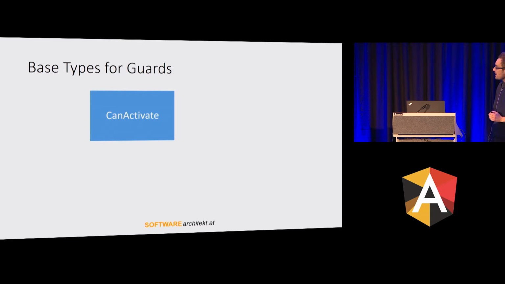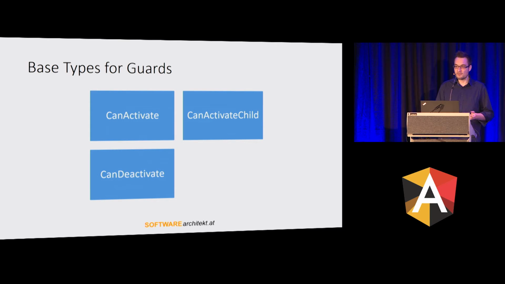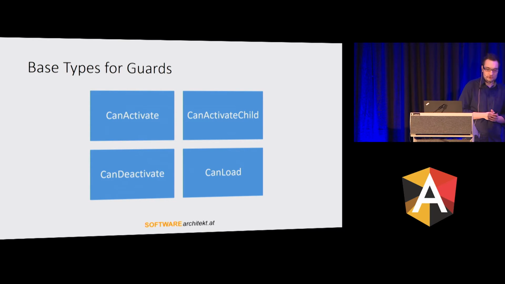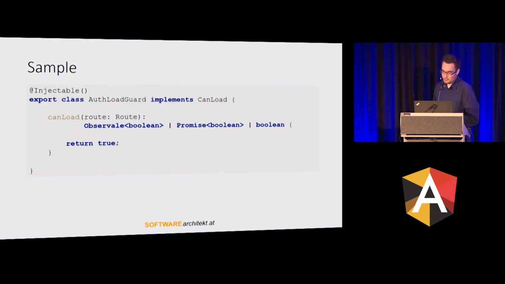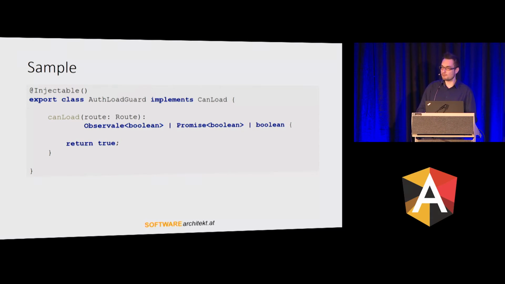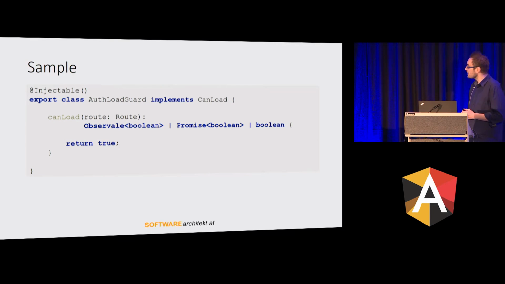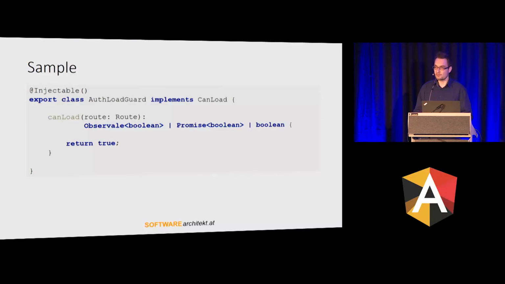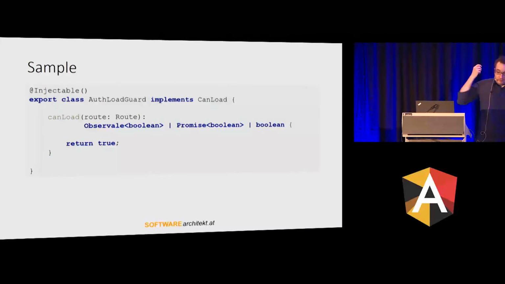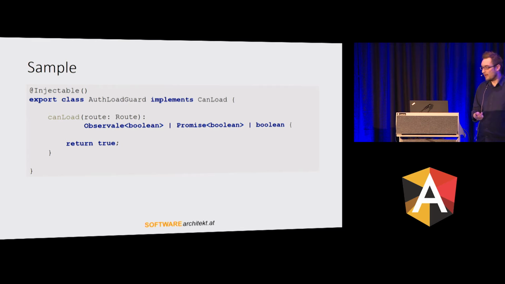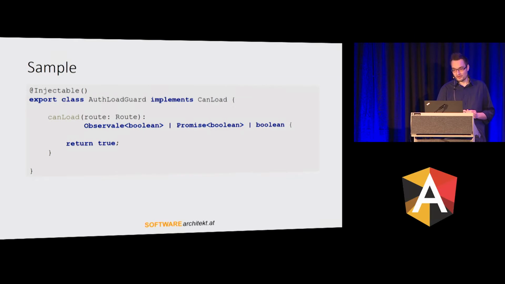And it turns out that there are several base types for guards. Base types we can implement, like CanActivate, CanActivateChild, CanDeactivate, and there is CanLoad. And as mentioned, with CanLoad we can prevent the loading of a module by means of lazy loading. So here is a very simple example for such a guard. This is just a service class that implements CanLoad, and CanLoad gives us this canLoad method. This method takes the route in question, and can decide whether to load this module or not. In this case, I'm saying, okay, everything is fine, we are friends, let's just load this module.